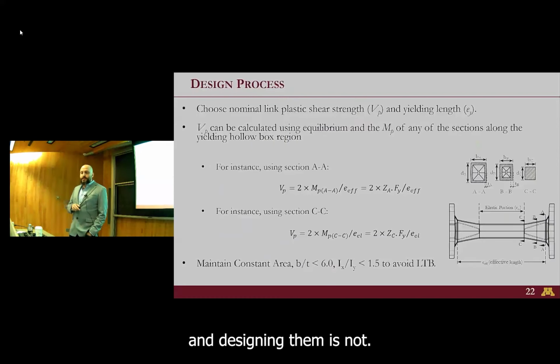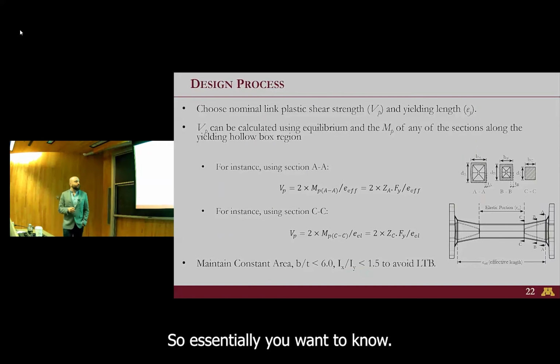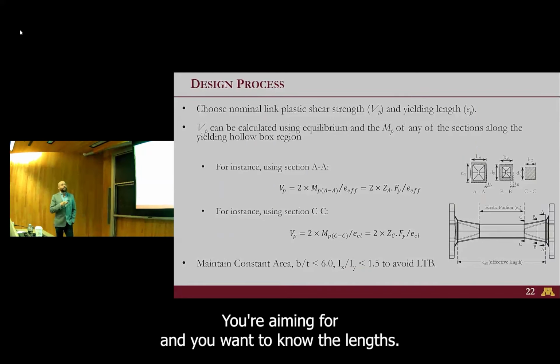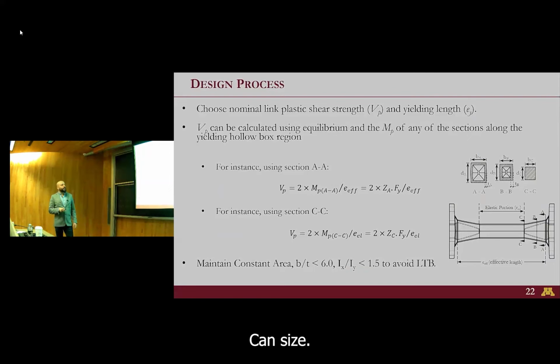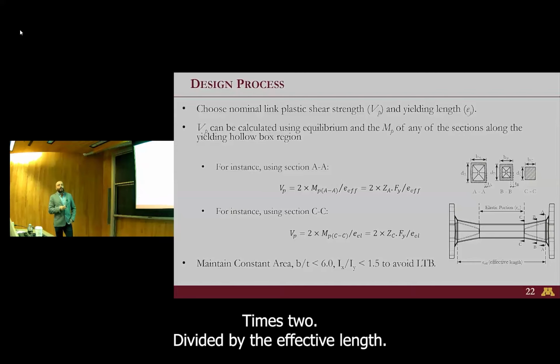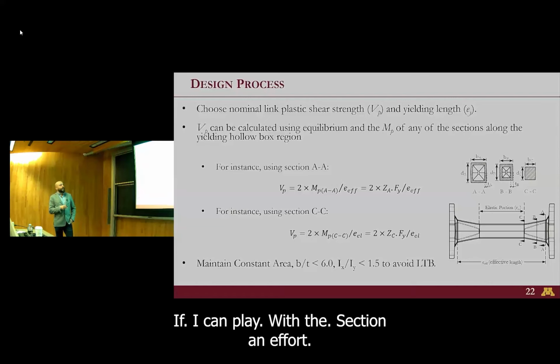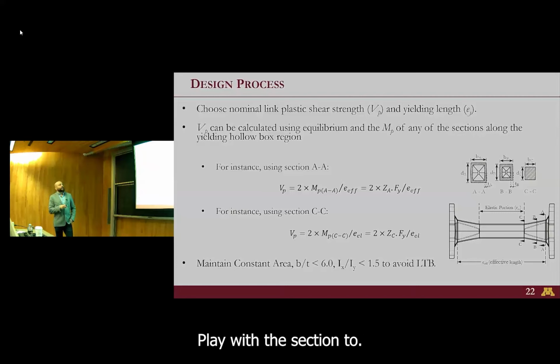And designing them is not that hard once you know what to do. So essentially, you want to know what VP you're aiming for, and you want to know the length, right? Once you know that, you can size each section such that the plastic moment of that section, or ZFY, times 2 divided by the effective length, or the length between the 2 sections, is VP. So I have VP and I have the length. FY is known, so I can play with the section to get the section that works.